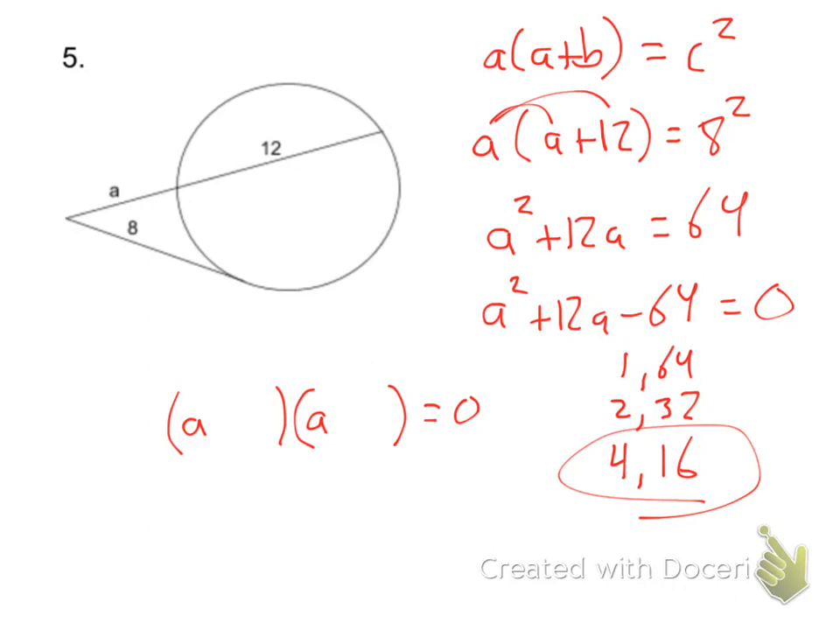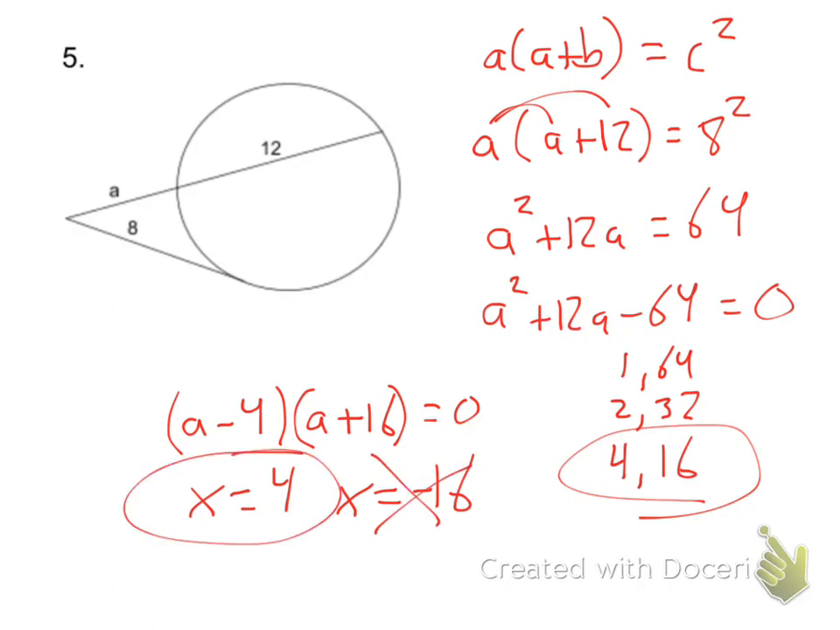But since 64 is negative, one is positive, one is negative, and 12 is positive, so the bigger one is positive. So that means x equals 4, and x equals negative 16. Which one is not the answer? Negative 16, so the answer is 4.